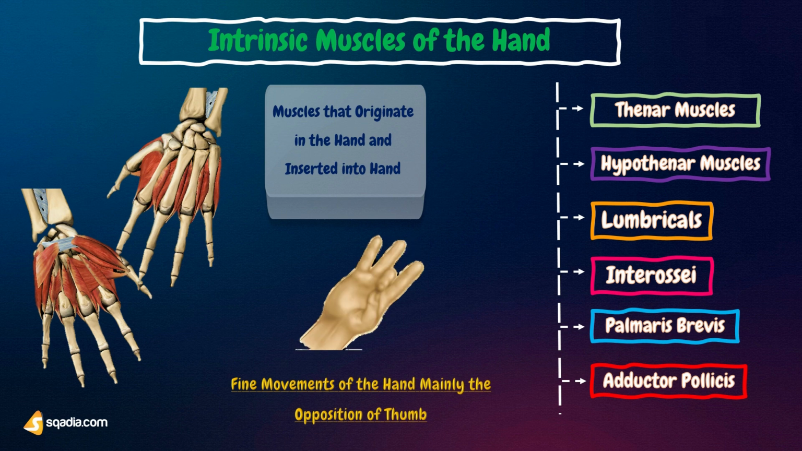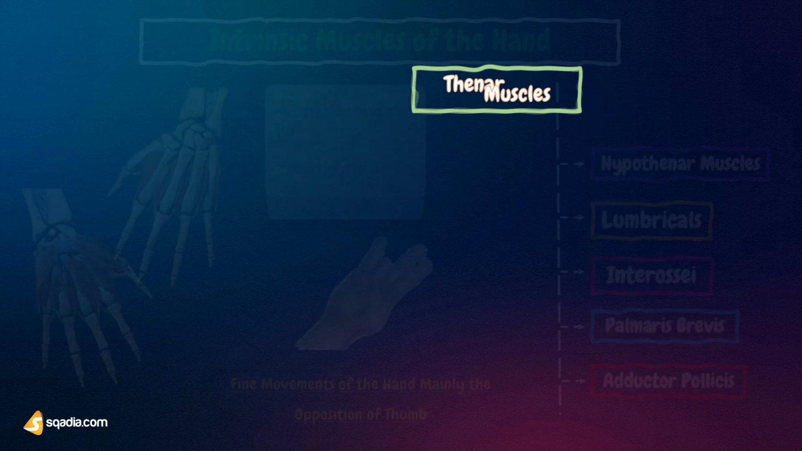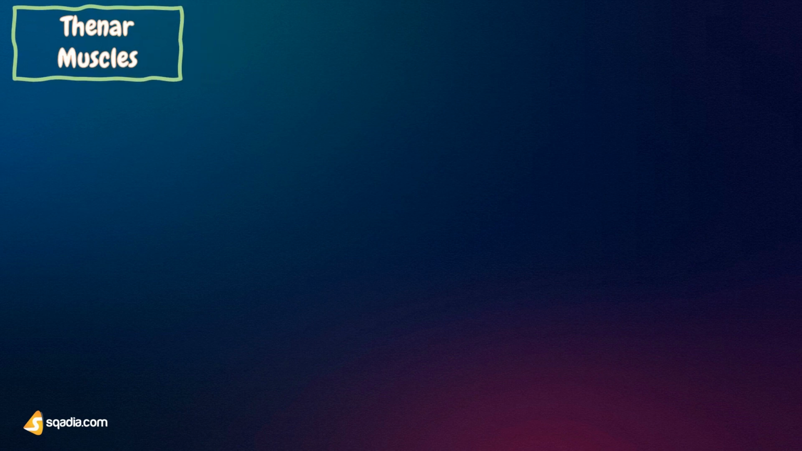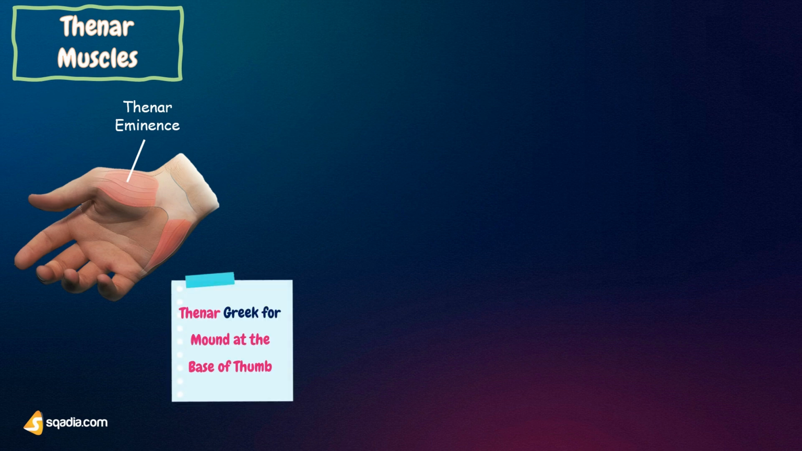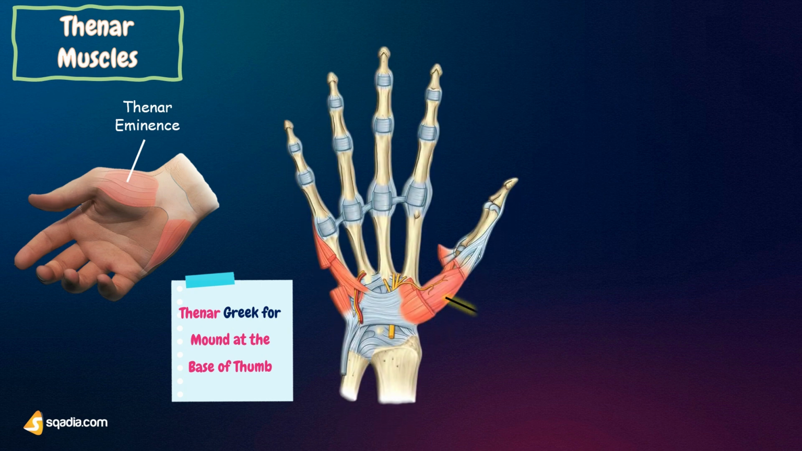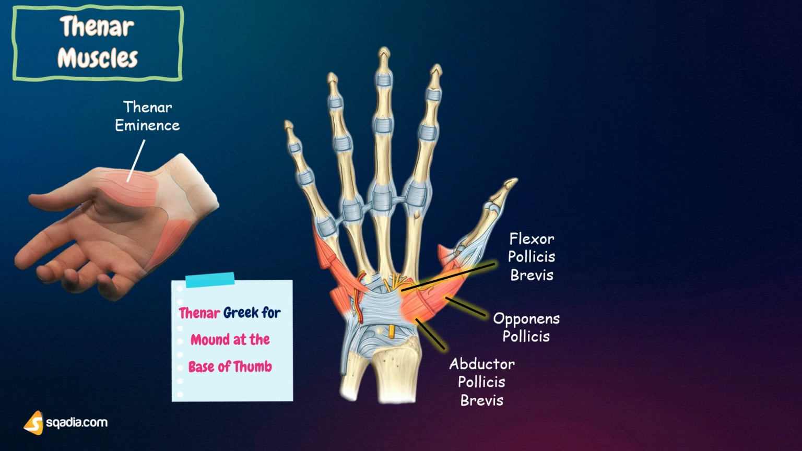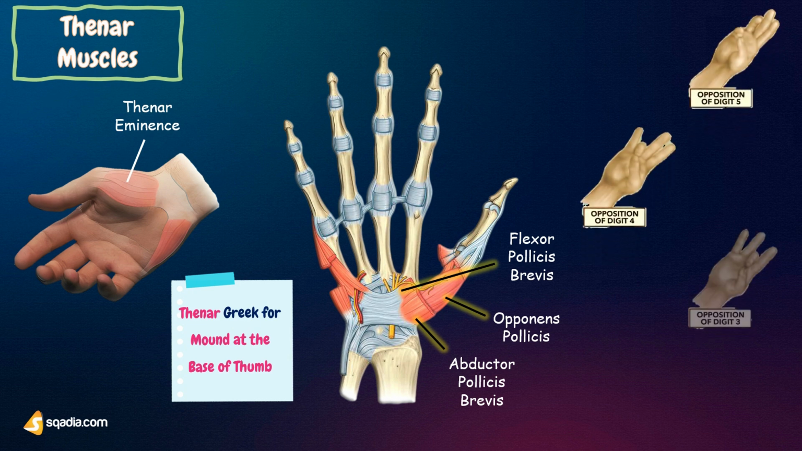Let's look at these muscles one by one, starting with the thenar muscles. At the volar surface of the hand, we can see a sort of mound on the radial side just at the base of the first digit, that is, the thumb. This prominence, or the mound of flesh, is known as the thenar eminence. The thenar eminence is made up of three muscles: the opponens pollicis, flexor pollicis brevis, and abductor pollicis brevis muscles.